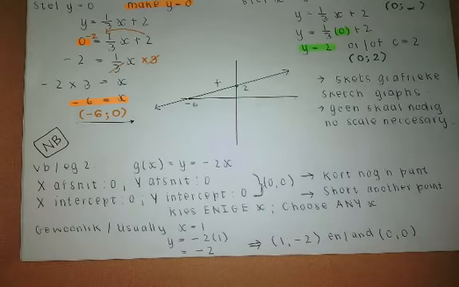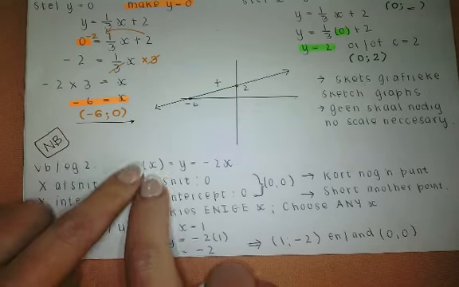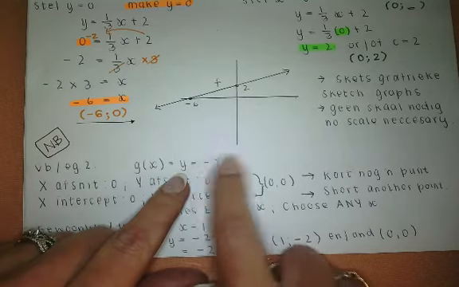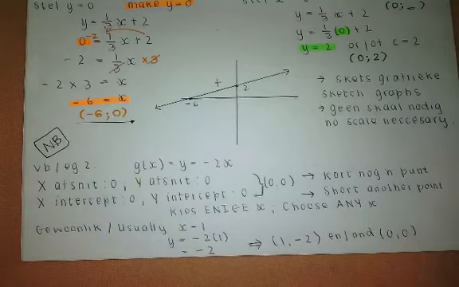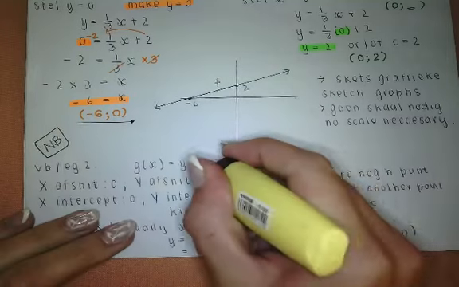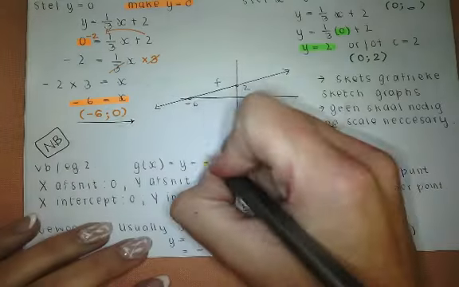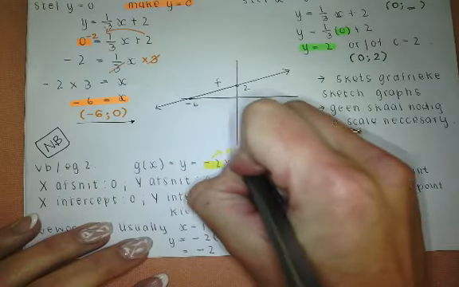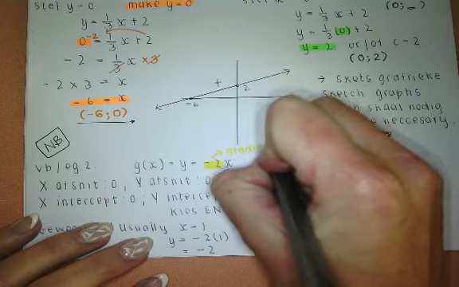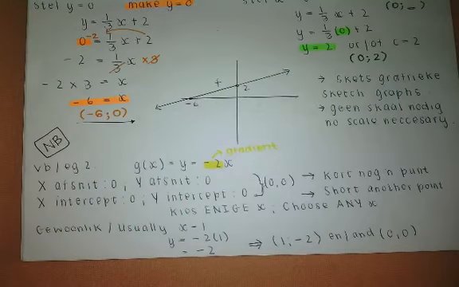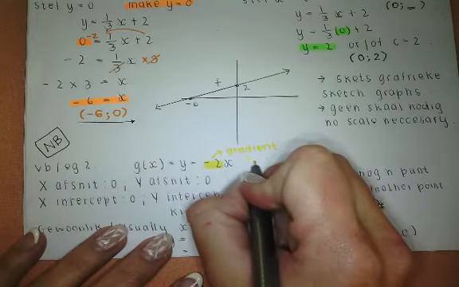We are going to interpret our equation. What do they give us? g of x is equal to y. What is that negative 2x? That negative 2 is what? That's your gradient. y equals mx plus c, where m is your gradient. And we know if our gradient is less than 0, we're going to have a decreasing linear function. So our graph is going to go like that.